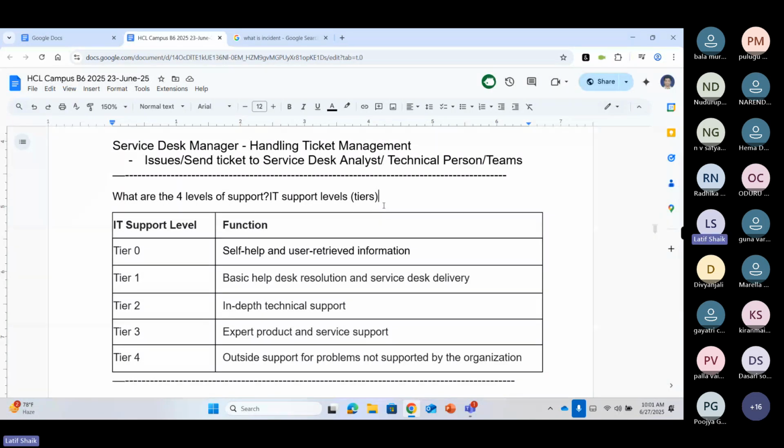L1 is basic help desk resolutions, providing initial support to the customers, and service desk deliveries. The action is providing basic technical support to the customers, basic technical resolutions, in an L1 position. In most cases, guys, you are going to an L1 position only. So you must have basic technical knowledge and an understanding of basic technical issues. Basic technical issue resolution you should be able to do.